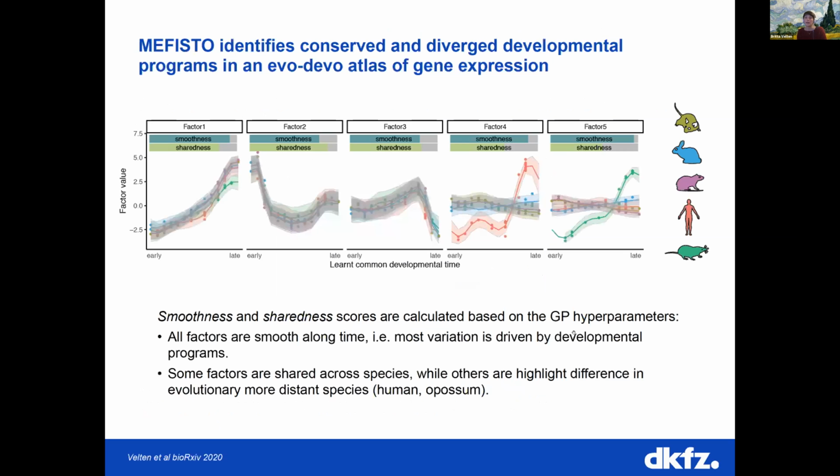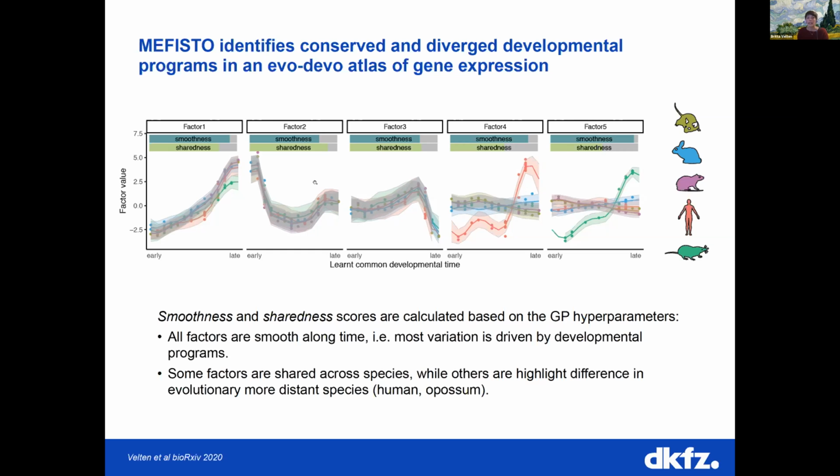And I just want to show you a quick glimpse at the results we got here. So we could infer 5 latent factors, and based on the Gaussian process hyperparameters for each of them, we could calculate the smoothness and a sharedness score, which indicate how smooth the variation captured by the factor is along time and how shared it is across the different species. And in this example, all of our factors had a very high smoothness score, which is to be expected because in such a developmental data set, we hope that most variation is driven by developmental programs.